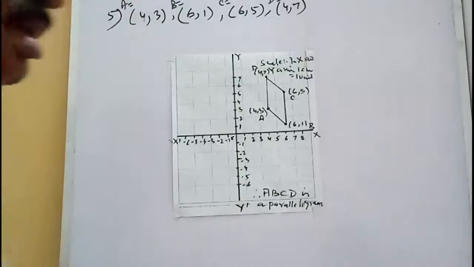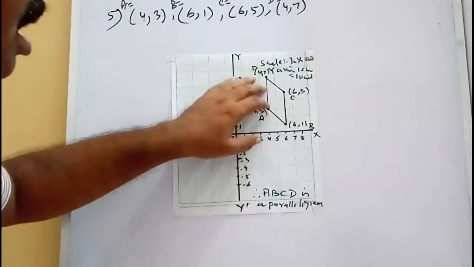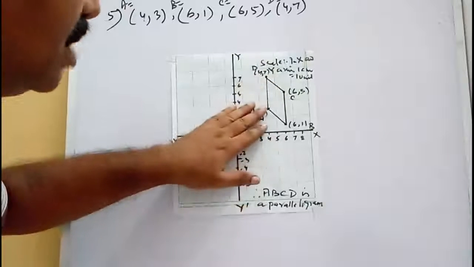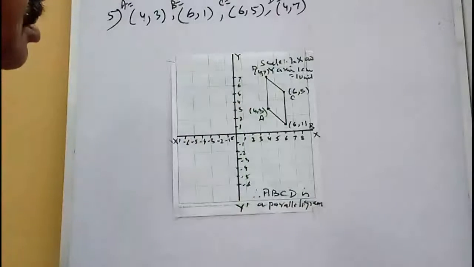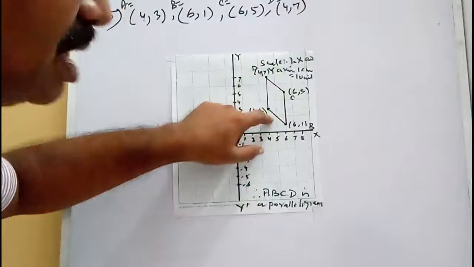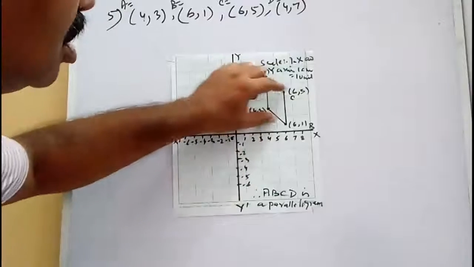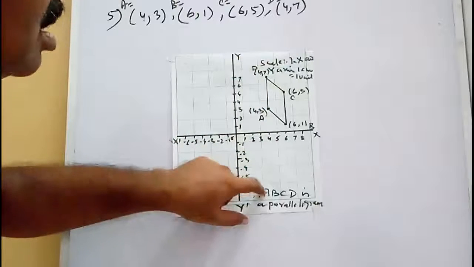In this way, after measuring the length, according to the figure, write the shape of that one. These two sides are parallel and also equal. Opposite sides are parallel and equal. So A, B, C, D is a parallelogram.